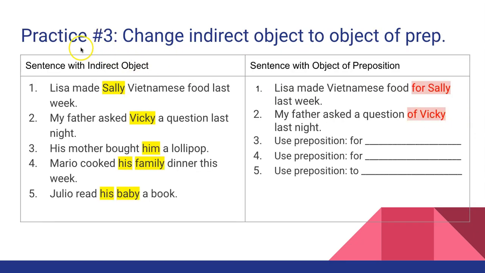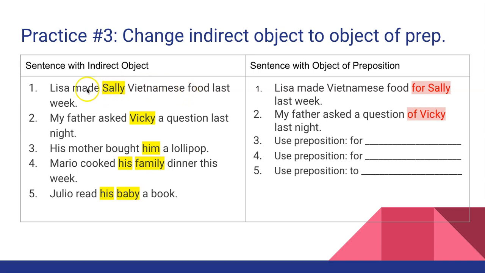Okay, so now let's do practice number 3. Here, we are going to learn that we can change a sentence that has an indirect object, and we can change it so that it's not an indirect object anymore, but it changes to be an object of a preposition. Look at sentence number 1. Lisa made Sally Vietnamese food last week. So here we see Sally is an indirect object. Sally receives the direct object, the food.